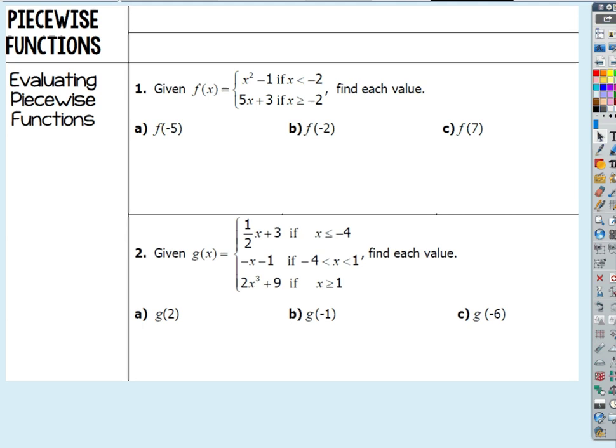So our goal is, by the end of the unit, you're going to be able to know what a bunch of parent functions, what the basic graphs look like. And a bunch of you already know.